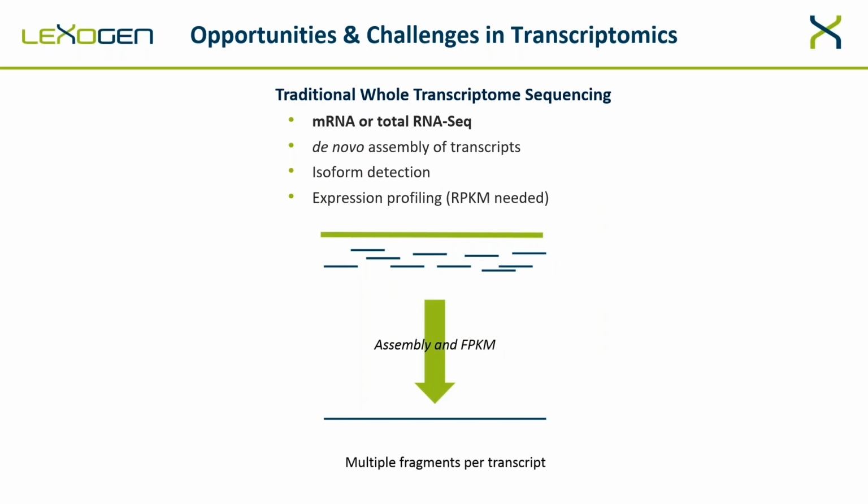So up until now, I want to go into a little of the opportunities and challenges in transcriptomics. Whole transcriptome sequencing, be it mRNA or total RNA-Seq, is what has been used to look at de novo assembly of transcripts, detect isoforms, and perform expression profiling. With this technique, you start with multiple fragments per transcript and end with fairly involved bioinformatics for the assembly and analysis, which results in a lot of time spent and high cost to obtain your NGS sequencing results.